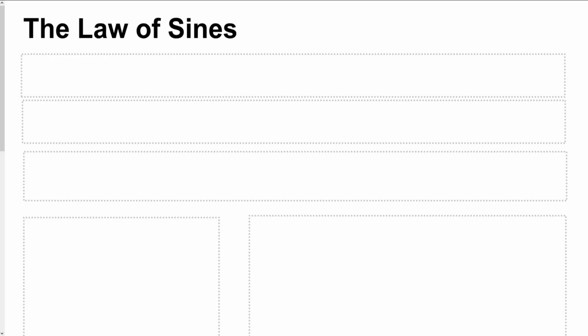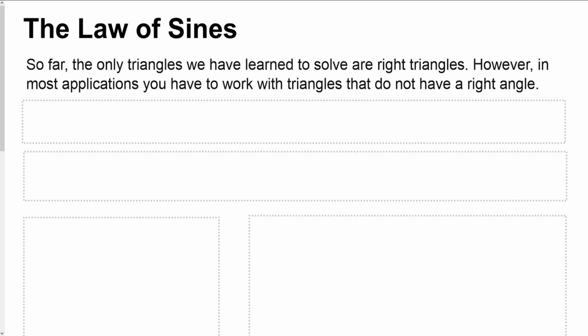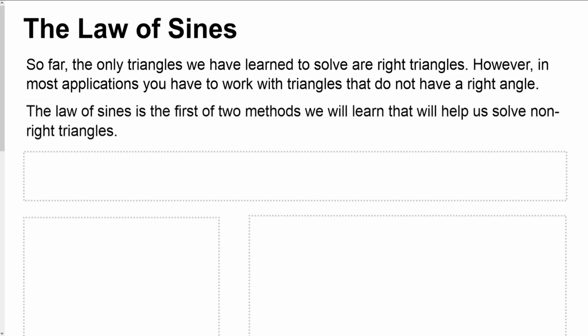In this lesson, we're going to learn about the law of sines. So far, the only triangles we've learned to solve are right triangles. However, in most applications, you have to work with triangles that do not have a right angle. These are known as oblique triangles. The law of sines is the first of two methods we will learn that will help us solve non-right triangles.